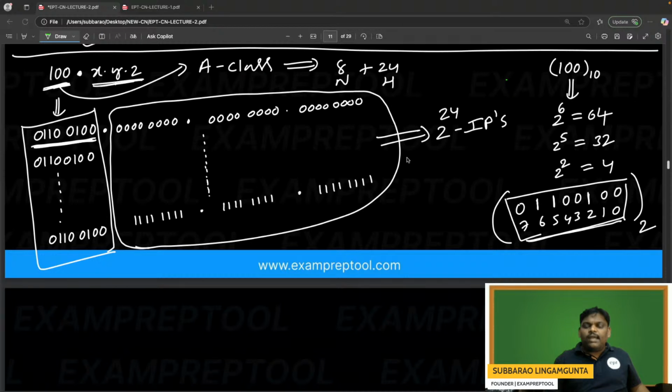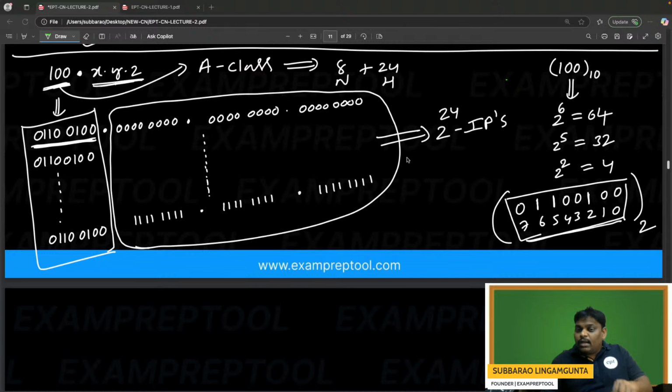One class A network contains how many IPs? Give the answer, everyone. 2 power 24? Yes, we are talking about one class A network.